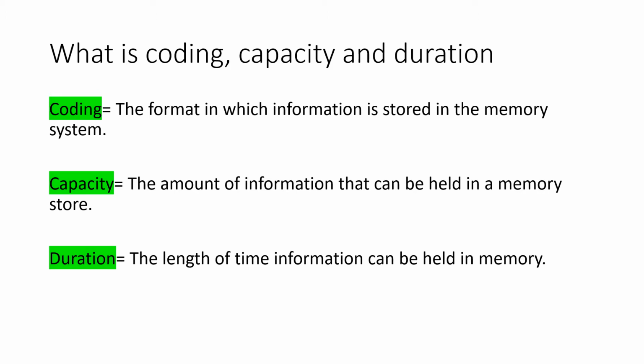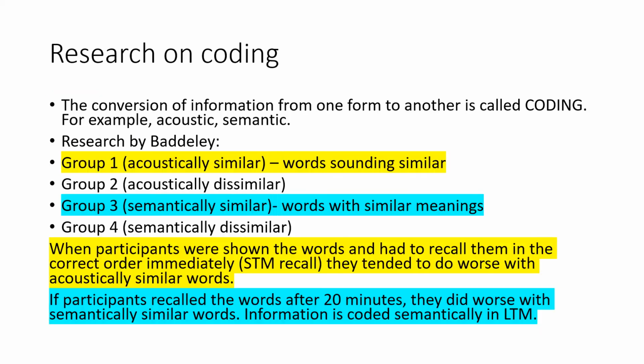Now coding, think of that as the way it comes into your brain, the format in which information is stored in the memory system. Capacity, think of that in terms of amount, the amount of information that can be held in a memory store. And duration, meaning time, the length of time information can be held in memory.